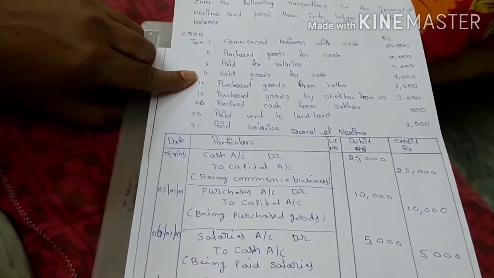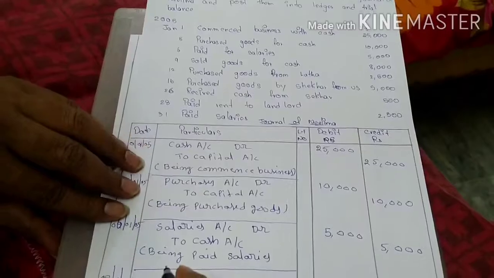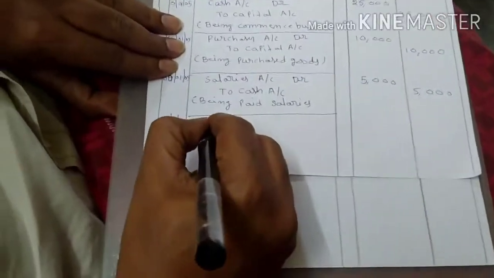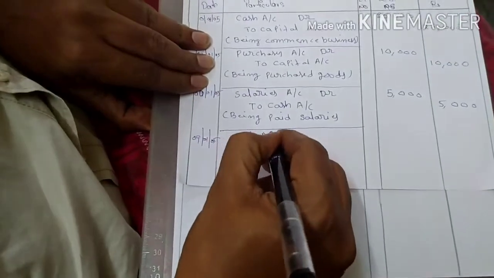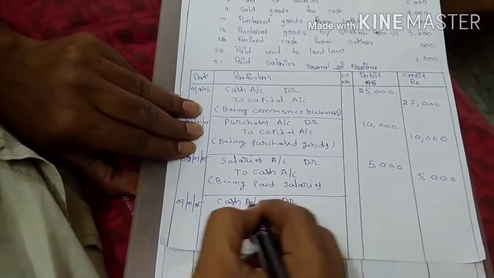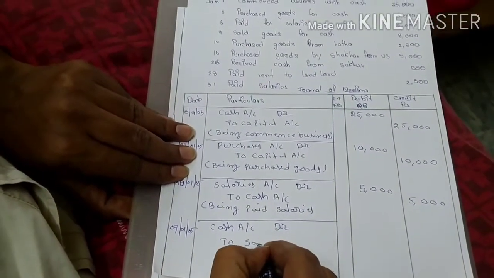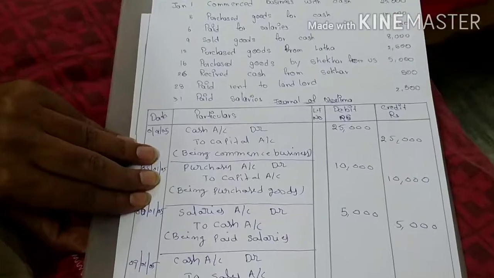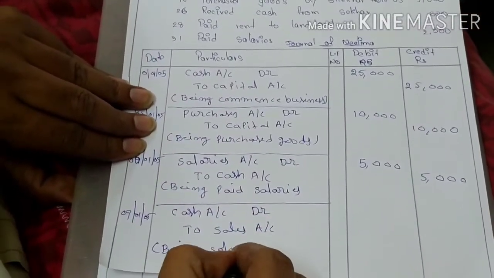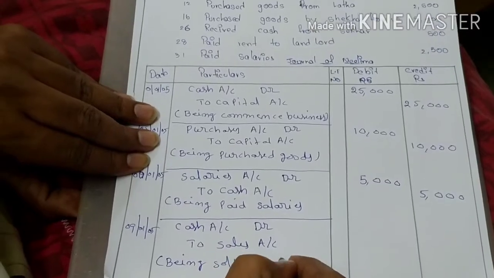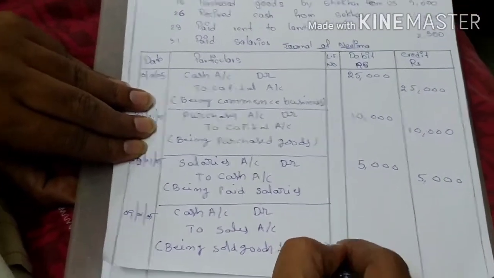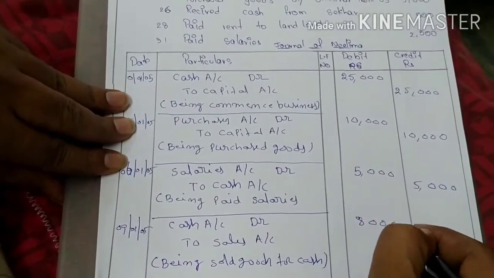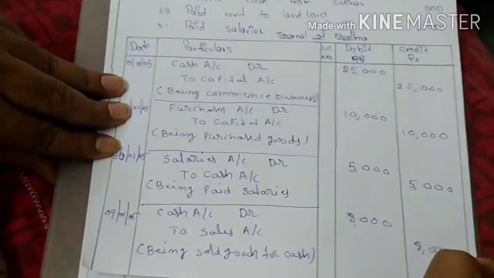Next, 9th January 2005, sold goods for cash. That means cash is coming in. Cash account debtor to sales account, being sold goods for cash. Here amount 8,000 rupees debit side, then 8,000 rupees credit side.